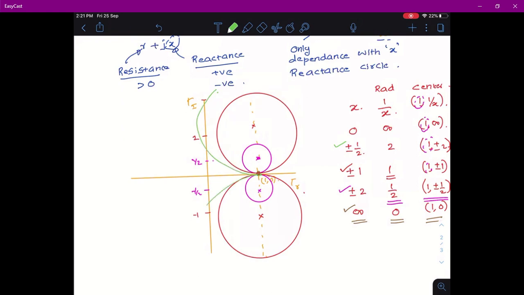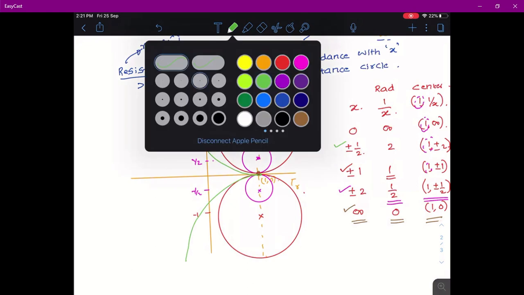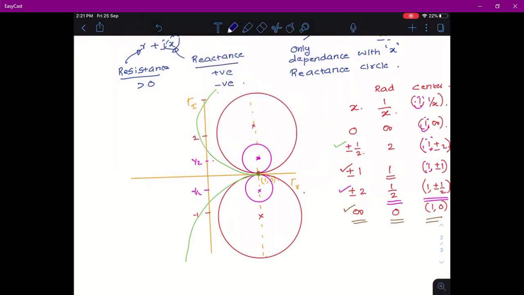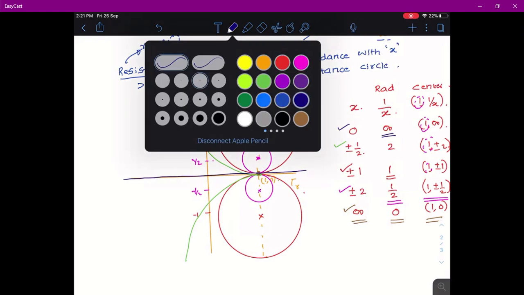Okay, similarly, towards the bottom also, it goes like this. Now, at the last, you will have x equal to 0, the radius is infinity and center is at 1 comma infinity. Okay, fine. So, radius infinity means it is basically just like a straight line. So, you can draw a straight line along this. Fine. So, we have taken only a very small amount of values.